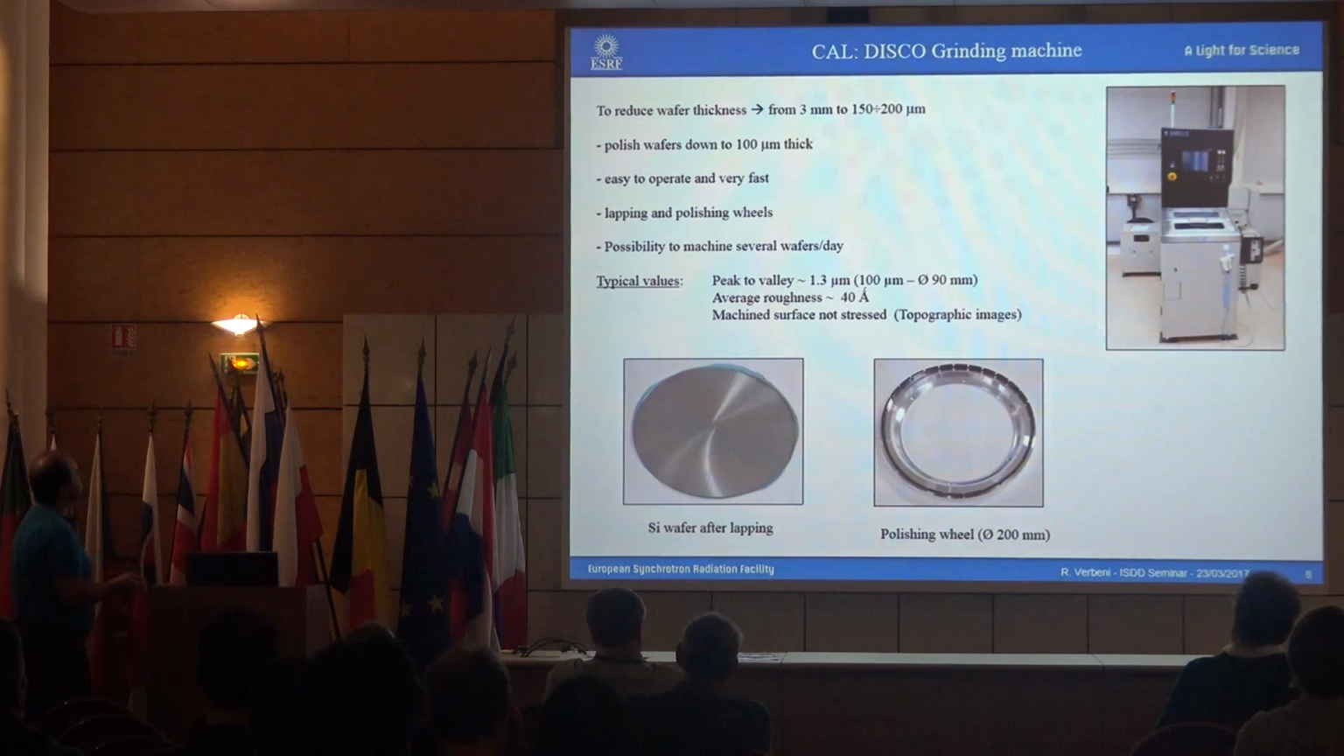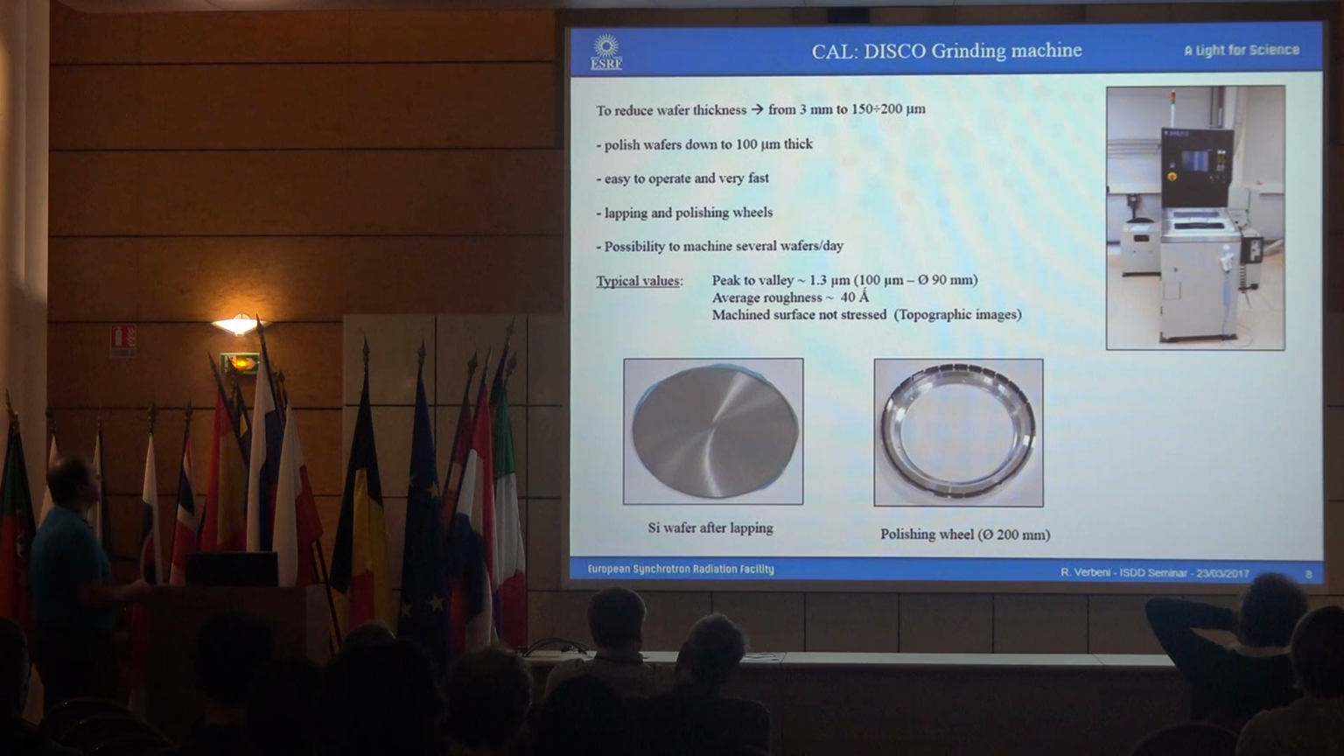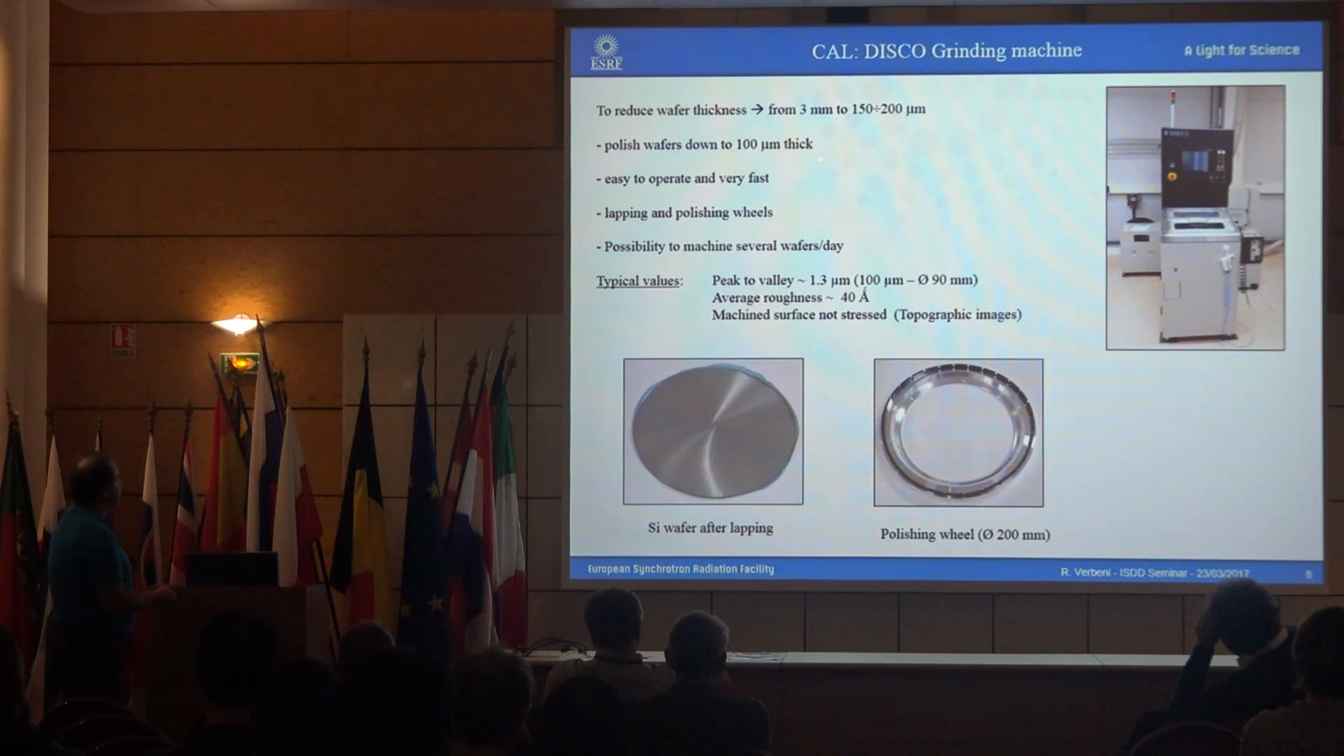Okay, so this is the first machine I want to talk about. It's called the grinding machine. It's pretty huge. We use this machine to reduce the thickness of the wafer and to do some polishing. Basically, 3 millimeters is the thickness of our standard wafer. It's the only thing we buy from an external company: 4-inch wafers with a thickness of 3 millimeters. We reduce this wafer to an average value between 150 and 200 microns. The minimum thickness we can reach with this machine is 100 microns.